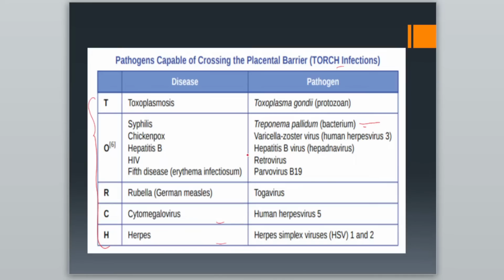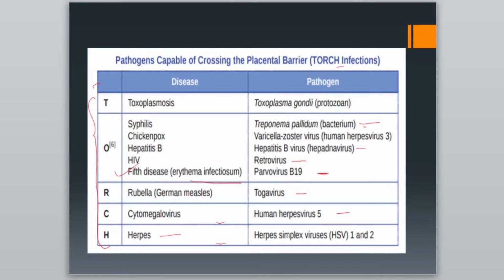Remember, you have to remember the causative agents also, because you can be asked in your examination. Now chickenpox, varicella zoster virus. Hepatitis B, hepatitis B virus. And HIV, it is a retrovirus. And the fifth disease, erythema infectiosum, it is caused by parvovirus. These are some important diseases which could be asked in your exams. R signifies rubella. Rubella is caused by Toga virus. C, cytomegalovirus, human herpes 5. And H, herpes simplex virus, type 1 and type 2. So this is your TORCH infection.